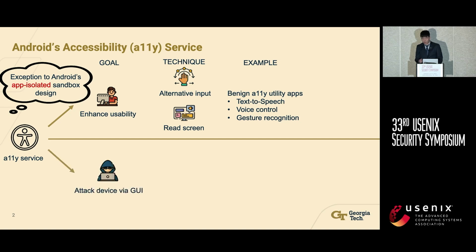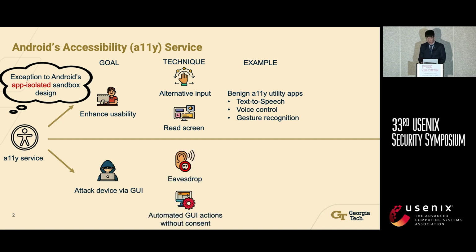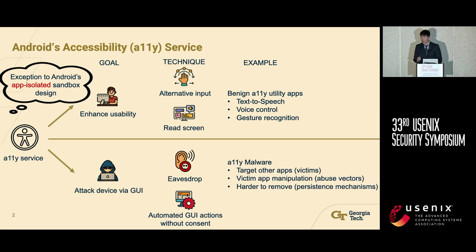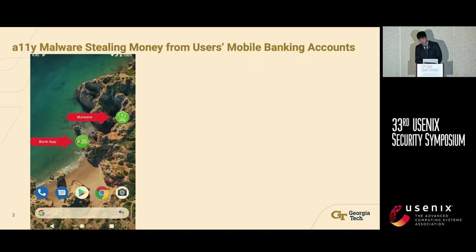Given this powerful capability, it has been widely abused by attackers to attack the device via the GUI. Common abuse techniques include eavesdropping on the user's screens and conducting automated GUI actions without the user's consent. Ally malware usually targets other applications, performs victim app manipulations, and makes itself harder to remove by adopting Ally-based persistence mechanisms. So let's see a real Ally malware in action, stealing money from users' mobile banking accounts.